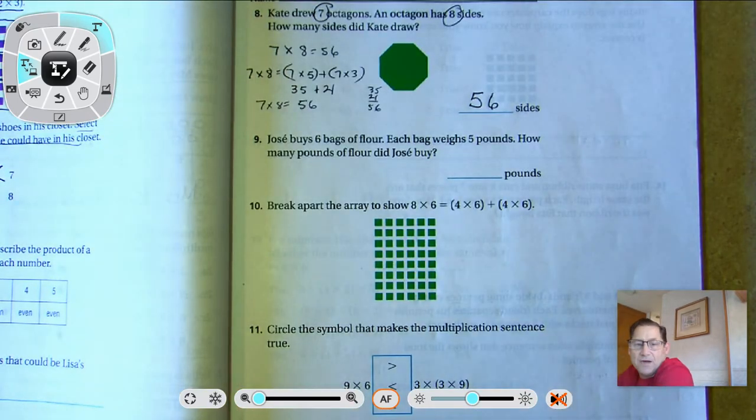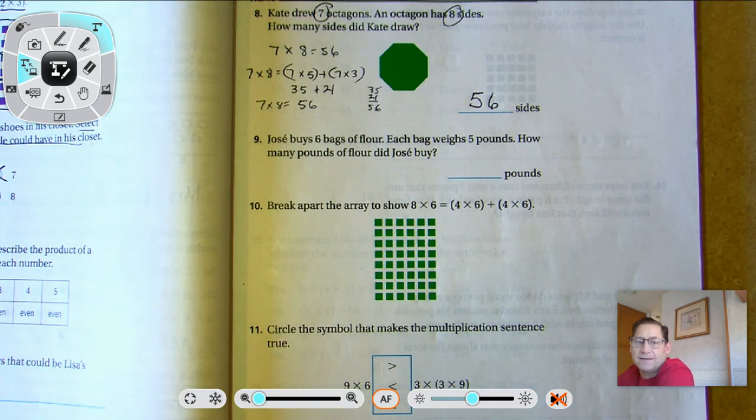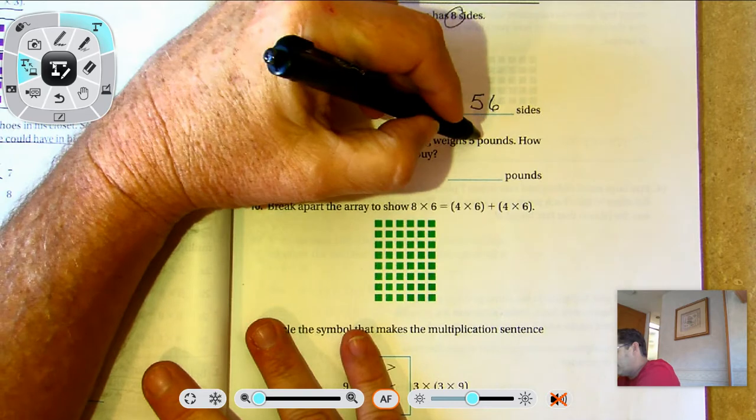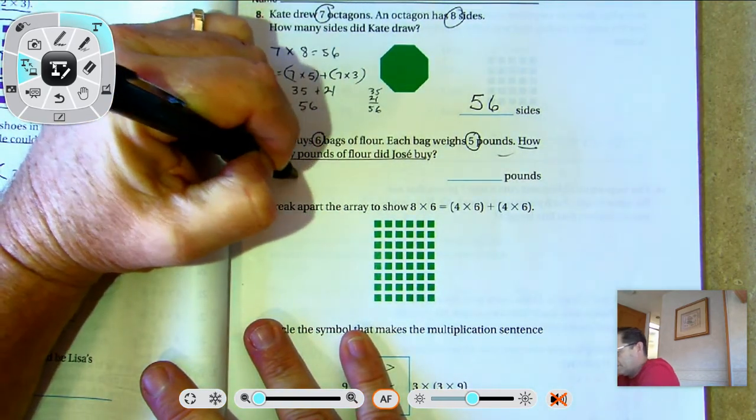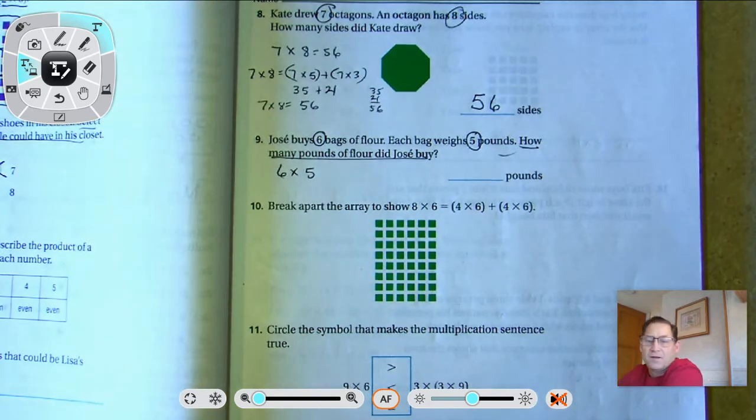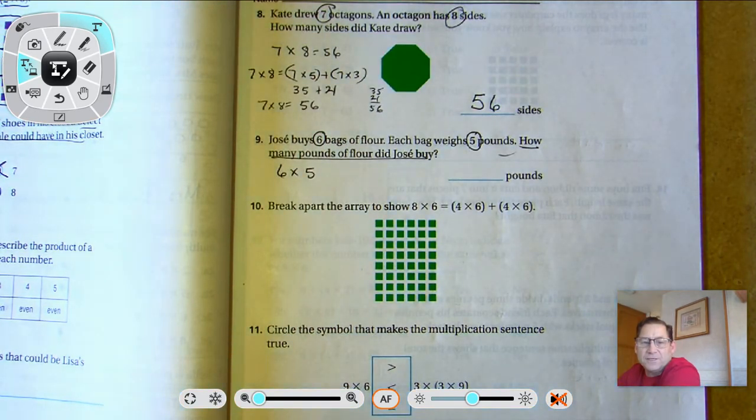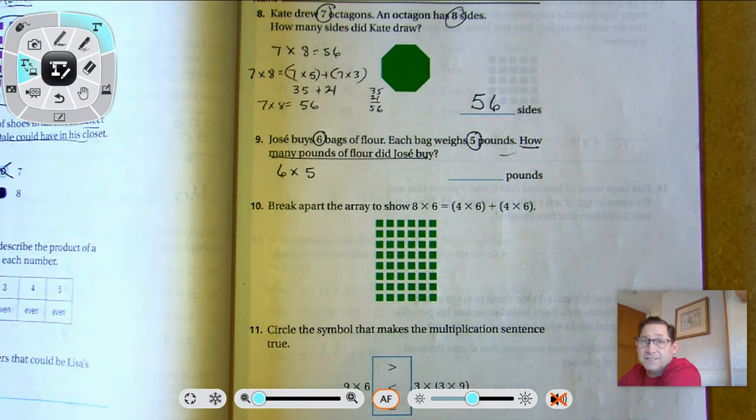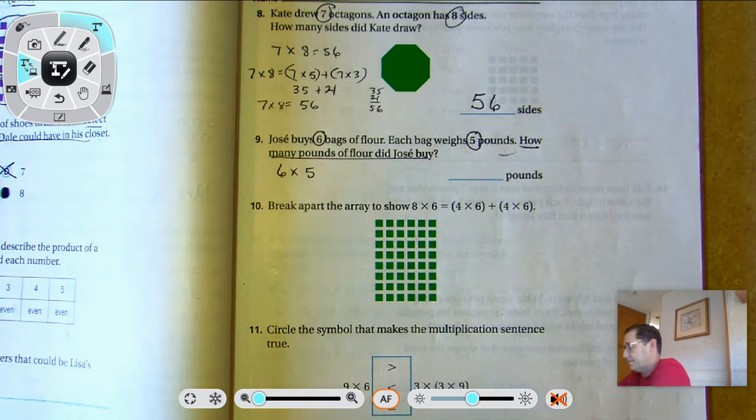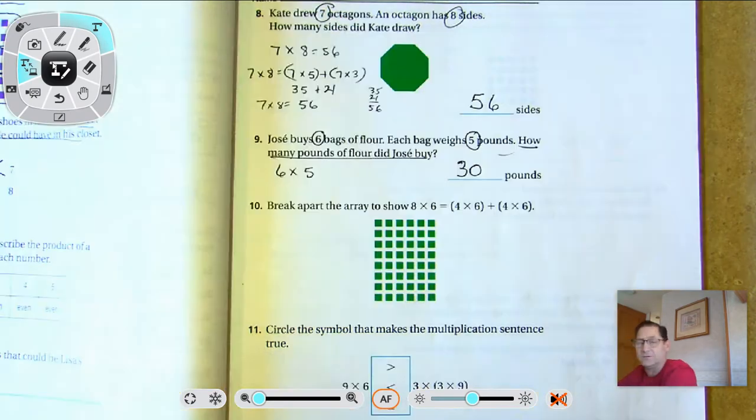Jose buys 6 bags of flour. Each bag weighs 5 pounds. How many pounds of flour did Jose buy? 6 bags of flour, 5 pounds each. How many pounds did he buy? 6 times 5. Okay, well, we don't need to do any real special drawing for this one. We should be able to count. We should just know what 6 times 5 is. Okay, how much is 6 sets of 5? 5, 10, 15, 20, 25, 30. 30 pounds.